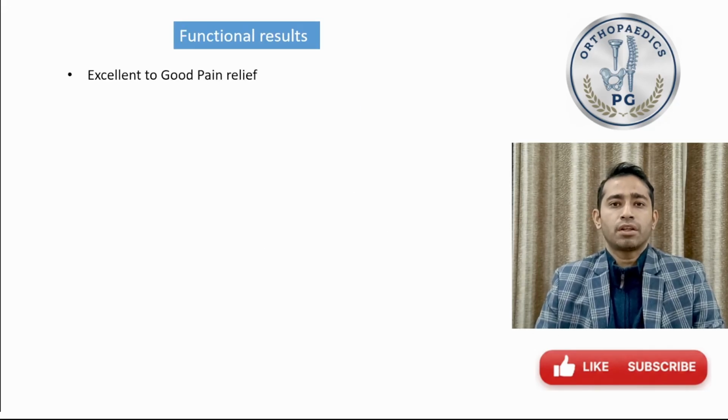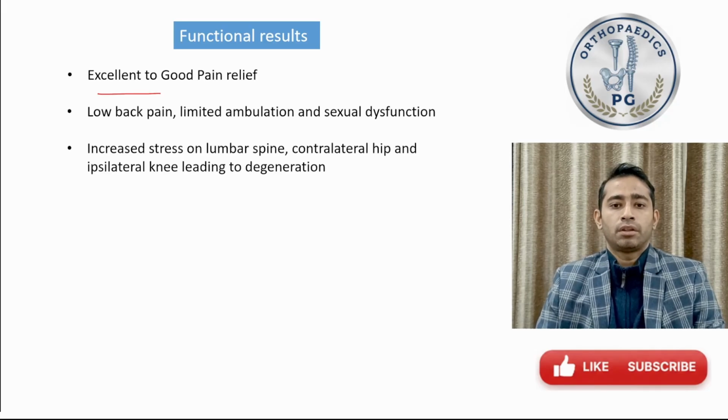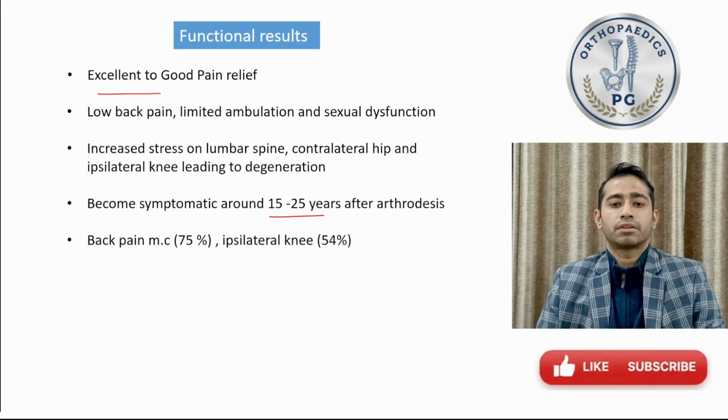Coming to the functional results of hip arthrodesis. After a hip arthrodesis, there is generally excellent to good pain relief. However, low back pain, limited ambulation, and sexual dysfunction have been reported. Hip arthrodesis causes increased stress on the lumbar spine, the contralateral hip, and the ipsilateral knee, leading to degeneration, which becomes symptomatic around 15 to 25 years after arthrodesis.